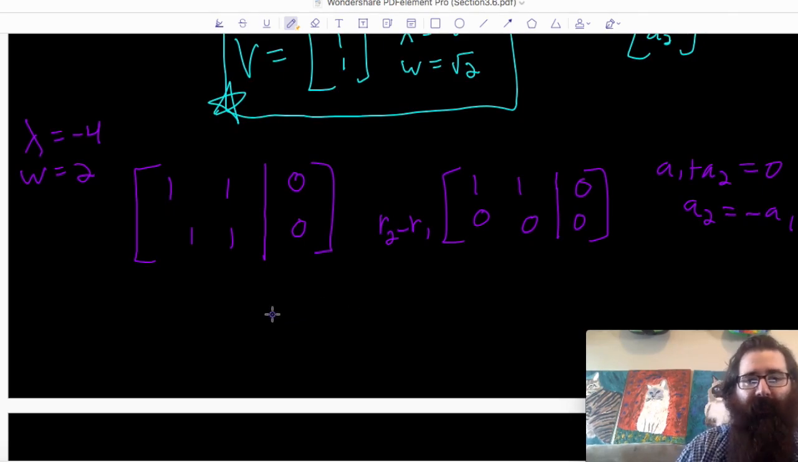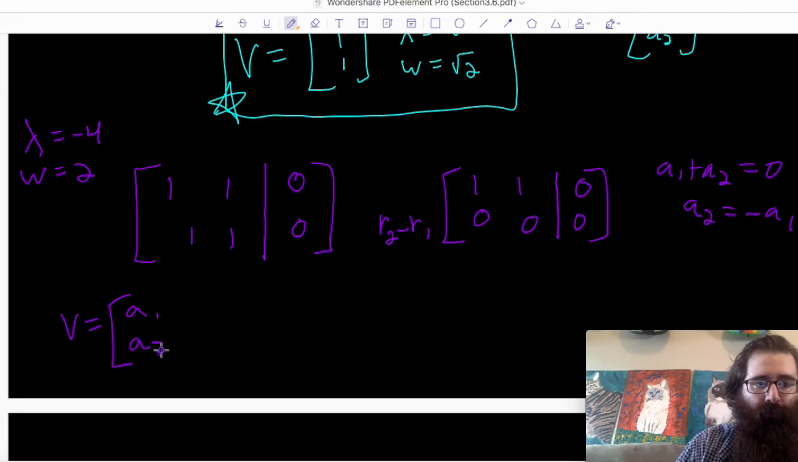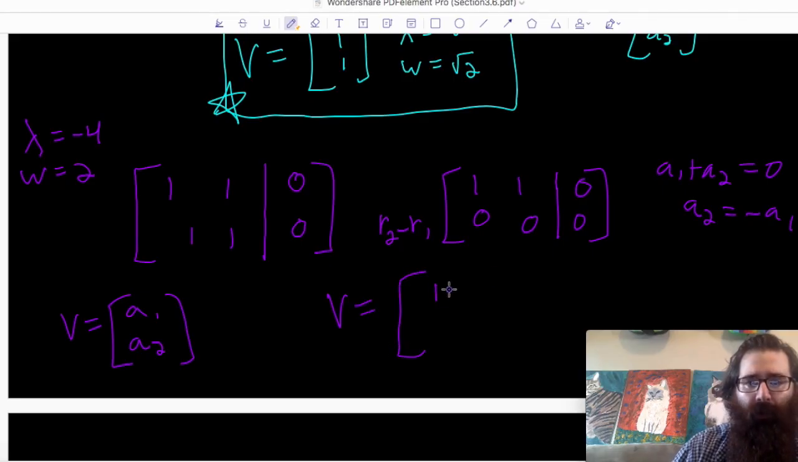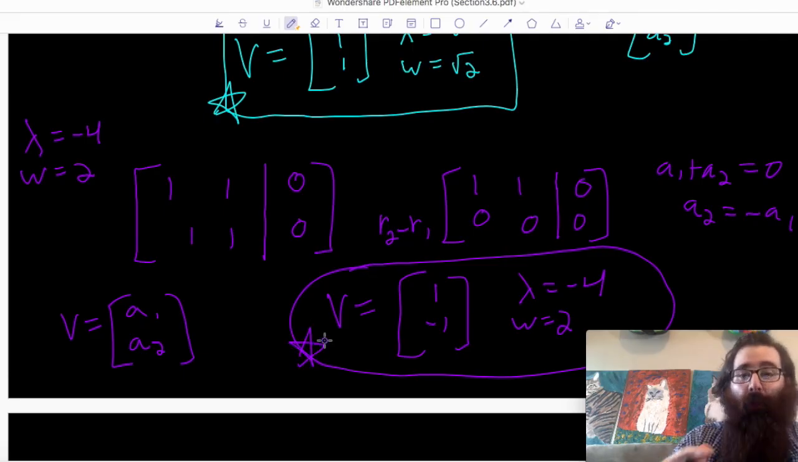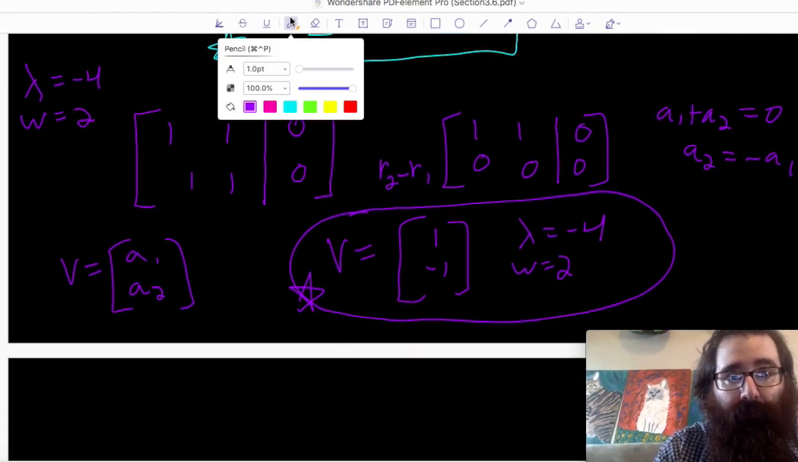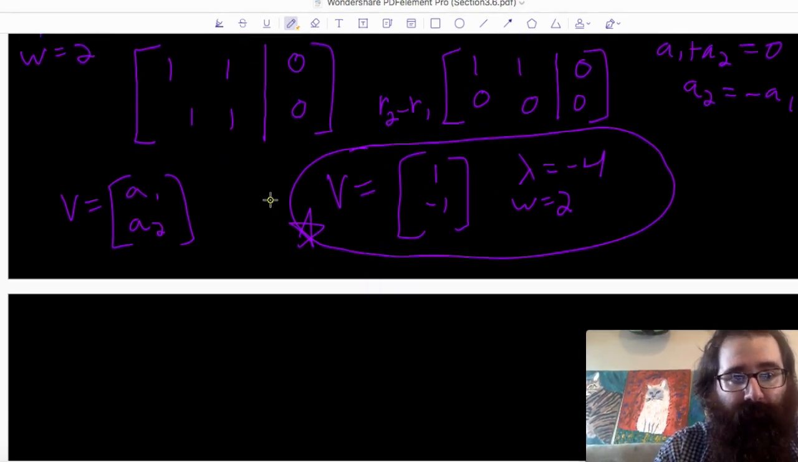So when I go to build this vector, it's going to have entries a1, a2. But then using this relationship to build the non-trivial vector, I'd say, well, let me let a1 be 1. Then a2 is the opposite of that, so negative 1. And this corresponded to the eigenvalue of negative 4, more importantly, corresponded to a frequency of 2. And now I'm ready to build my solution and to describe my solution.